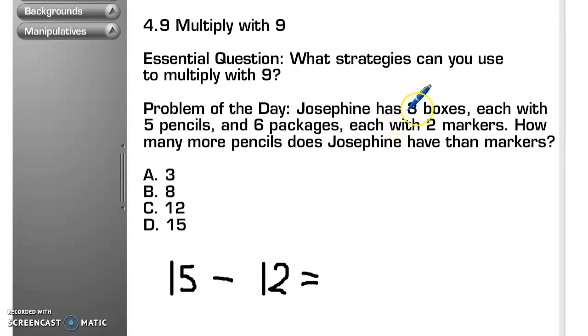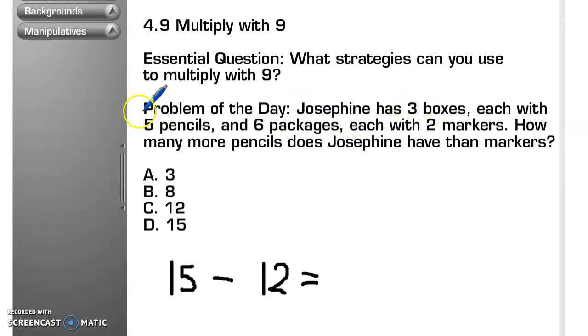So I'm going to circle the numbers, which are 3, 5, 6, and 2. I'm going to underline the question, which is how many more pencils does Josephine have than markers. I'm going to box the clue words, which is how many more. And so I'm going to use multiplication to solve this.